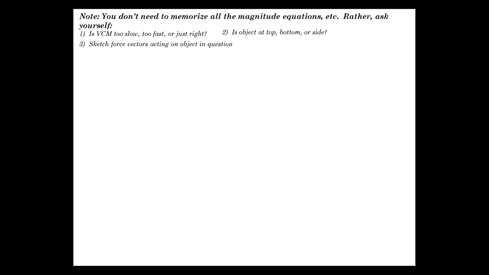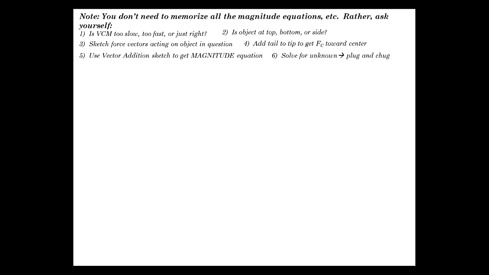Sketch the force vectors acting on the object, the real forces. Then add them tail to tip to get FC toward the center. Then use vector addition to get the magnitude equation. Basically looking to see which direction the real forces are acting compared to FC. So FC will equal something plus something or something minus something. Okay? And those somethings are generally the support force and gravity. And then solve for the unknown by plugging and chugging. So that's it in a nutshell.